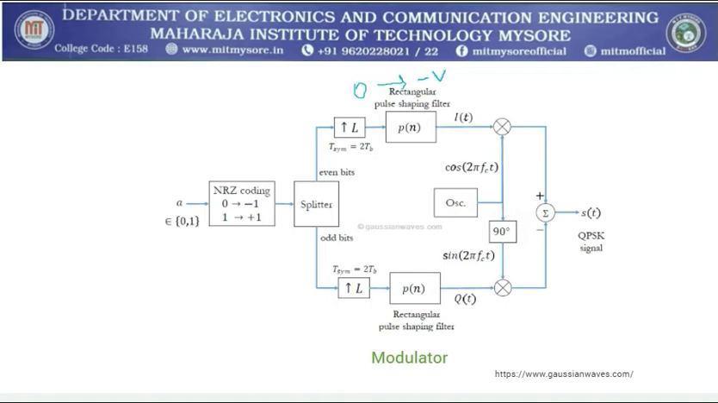Likewise, if I would have 1, it will be plus V volts. So how would you represent it in mathematical terms? It will be plus V into cos 2 pi ft. Likewise, at this particular block, you will be having minus V for 0 and plus V for 1. So minus V sin 2 pi ft and plus V sin 2 pi ft. So these two will be summed, and the resultant output is called the QPSK signal.